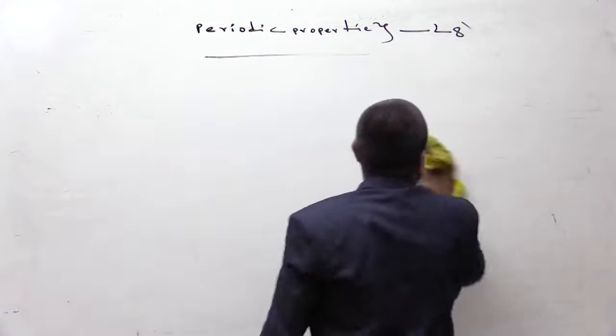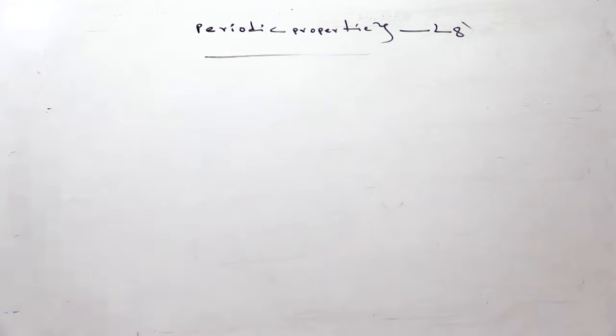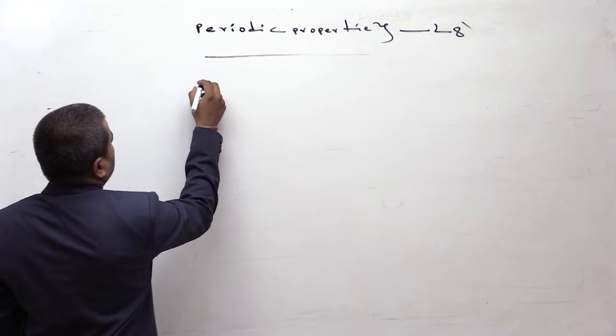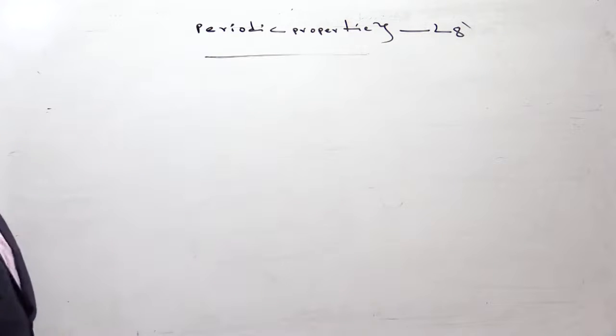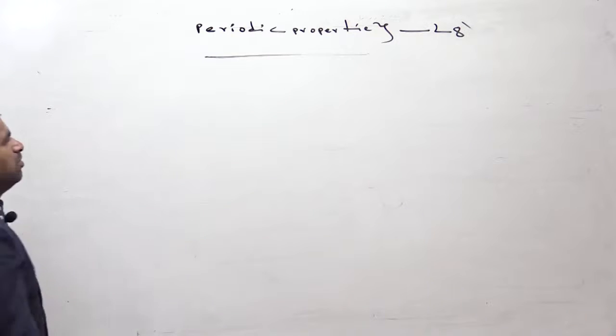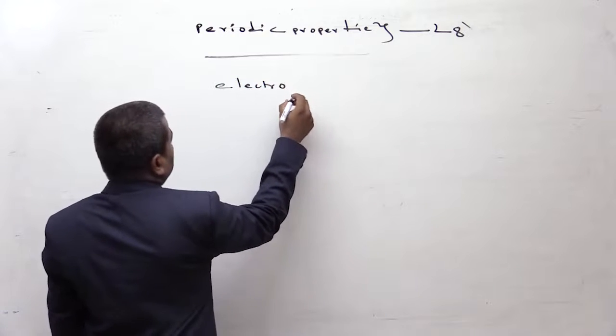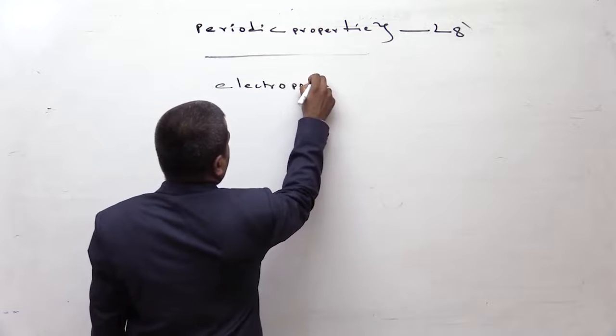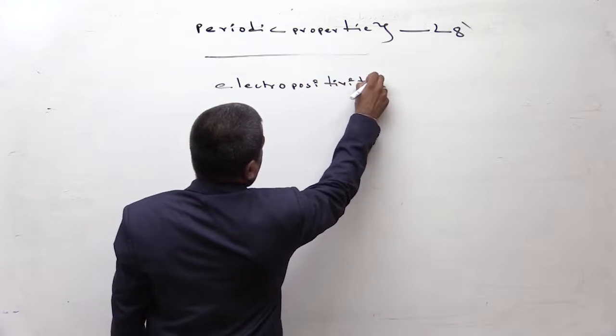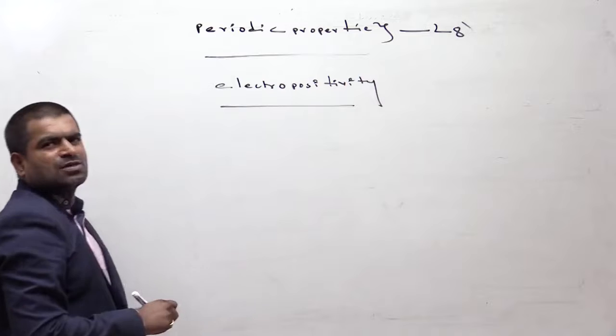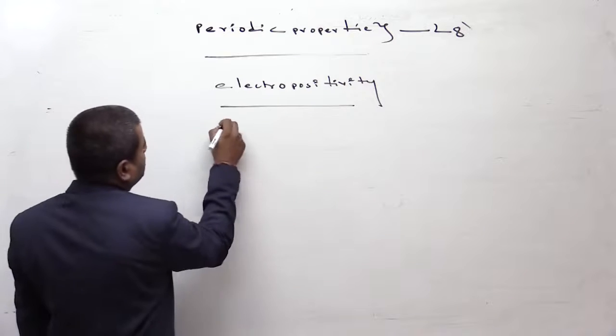Next periodic property, last, is called electropositivity. It is the tendency of loss of electron. The phenomenon is called electropositivity.